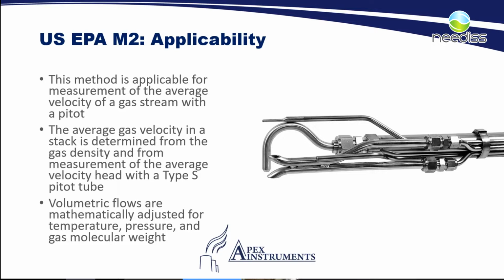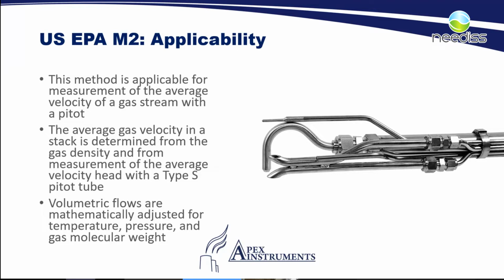So method 2 is applicable for measurements of the average velocity of a gas stream with a pitot, and most people would probably be familiar with the S-type pitot, the one you can see here in the picture right beside the nozzle. There, your S-type pitot will have your impact pressure on the bottom side facing into your flow, and you will have your negative pressure on the top side. And I'm sure everybody is familiar with this piece of equipment.